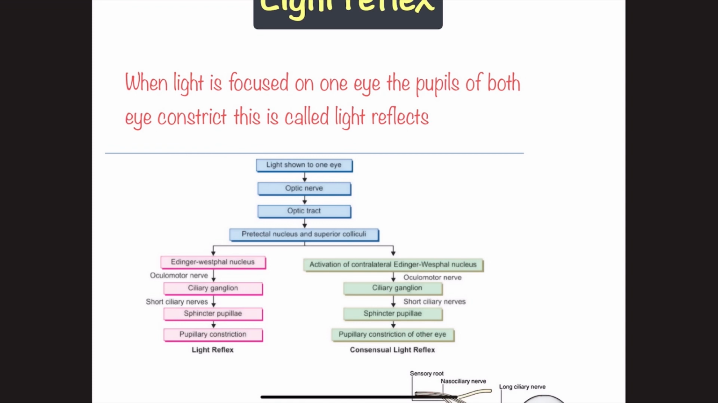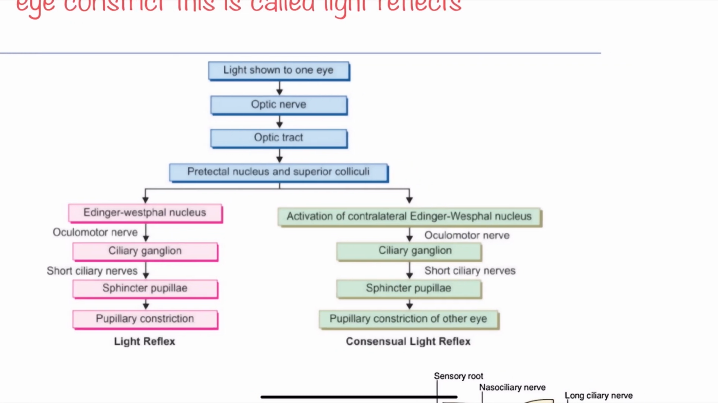So firstly, light reflex is when light is focused on one eye, the pupils of both eyes constrict, and this is called the light reflex. What happens when you throw light on one eye? The impulse passes through the optic nerve and reaches through the optic tract, and from there it goes to the pretectal nucleus in our brain and also the superior colliculus of the brain. For this, we need to know our neuroanatomy well.